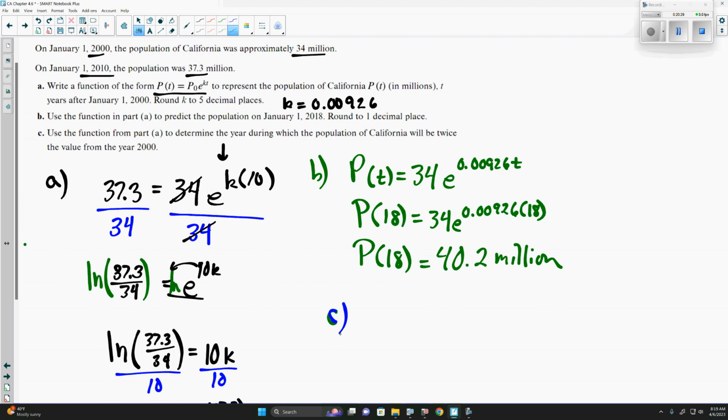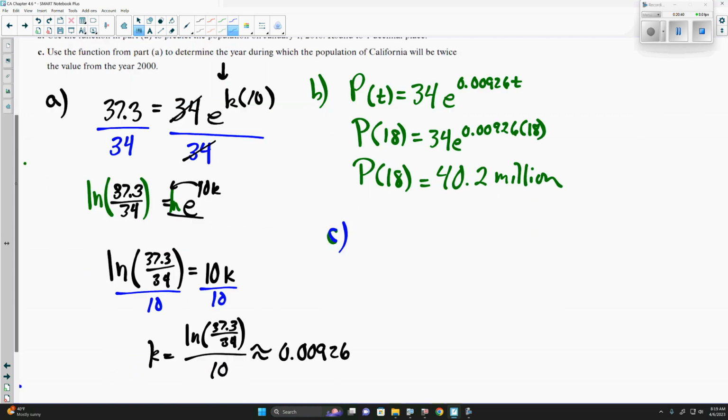Any questions on part B? Part B was nicer than part A. We didn't have to do a whole lot besides sticking the numbers into the formula and calculating it out.